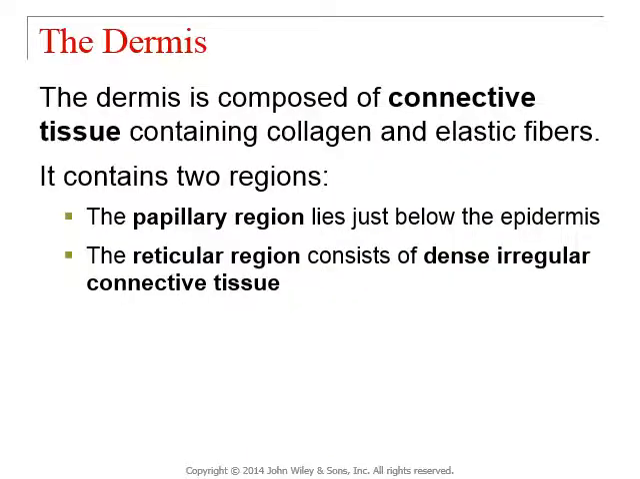Next we come to the dermis, the second layer of the skin, which is going to be composed of connective tissue. So this is going to contain both collagen and elastic fibers. The collagen is going to give the inherent strength of the skin layers. The elastic fibers allow it to stretch. So if you were to stretch your skin, it's elastic enough where it'll go back to its original shape, which we'll talk about later on.